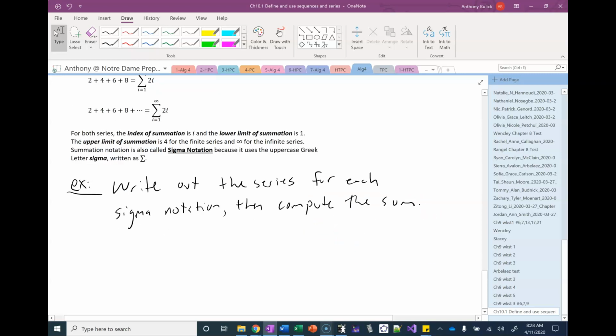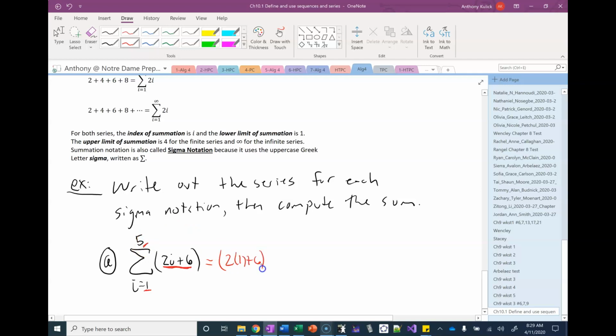Okay, so in this example, we're going to write out the series for each sigma notation and then compute the sum. So let's say that our first sum is the sum from 1 to 5 of 2i plus 6. What this is telling me is this is the sequence that I'm going to be adding up. I'm going to be starting with i equals 1 and ending when i equals 5.